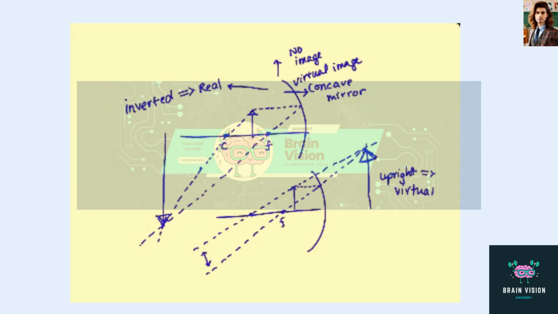So those are basically the 3 different situations. Again, if it's on your focal, your lines are actually going to be parallel, which means you will not create an image at all. So those are your 3 situations for a concave mirror.